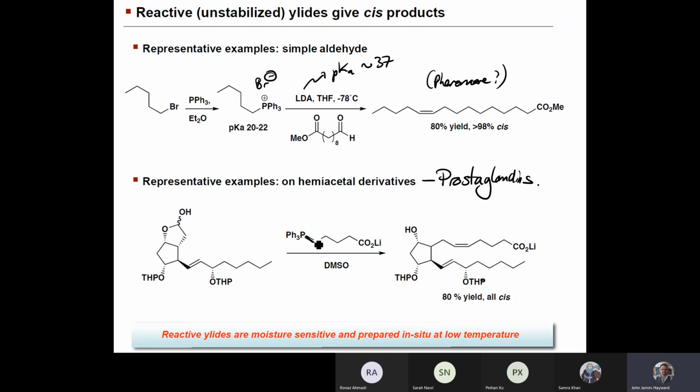So, remember we talked about Wittig reactions and hemiacetals earlier? Well, deprotonation favors ring opening. Like that. And, oh, my apologies. That then, upon ring opening, can do a Wittig reaction to get you through to the prostaglandin skeleton.